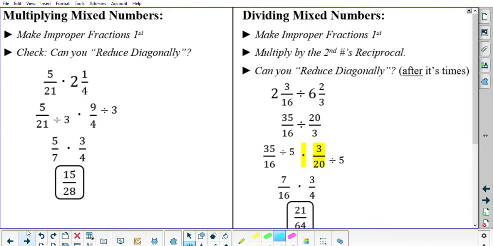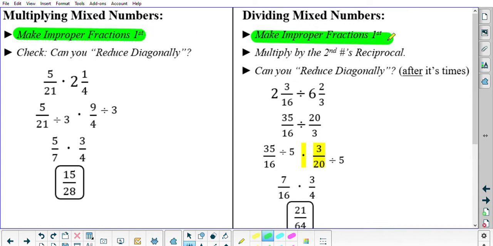Now, let's talk about multiplying mixed numbers and dividing mixed numbers. In both of these situations, you're going to need to make them improper fractions first. This is something you do not have to do when you add or subtract, but it is something you have to do whenever you multiply or divide. Now, with multiplication, there is a very awesome thing you can do, which will make the multiplication easier. You can reduce diagonally, which really means you can reduce any numerator with any denominator.